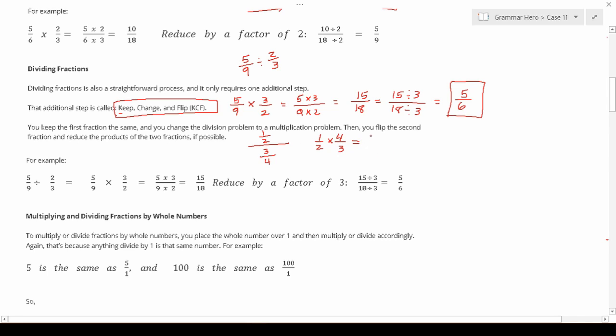Okay, multiply accordingly. Again, just multiply numerators together and the denominators together. 1 times 4, of course, is 4. 2 times 3, of course, is 6. Let's reduce this by a factor of 2. 4 divided by 2 is 2. 6 divided by 2 is 3. Again, we're done. Dividing fractions is the same as multiplying fractions. You just use KCF, or keep, change, flip, to turn the division problem into a multiplication problem.